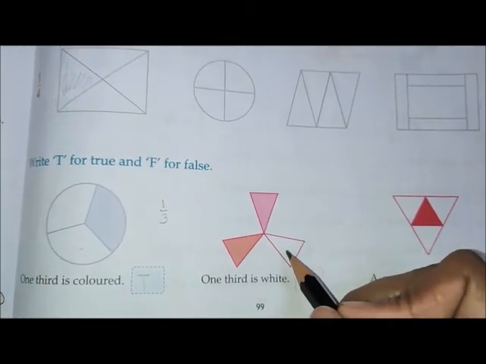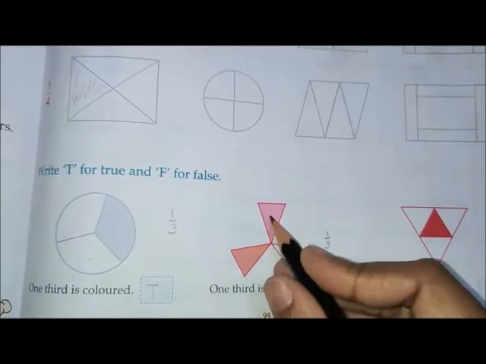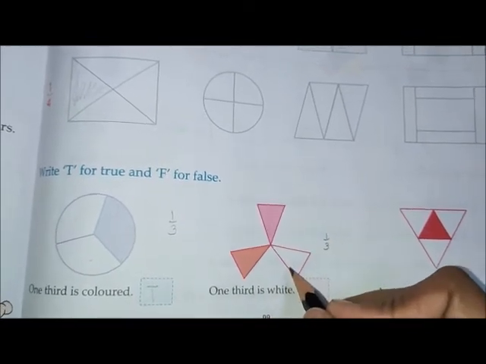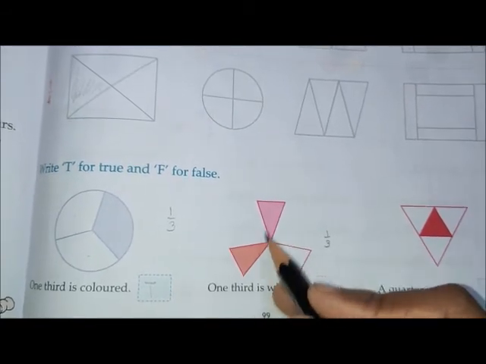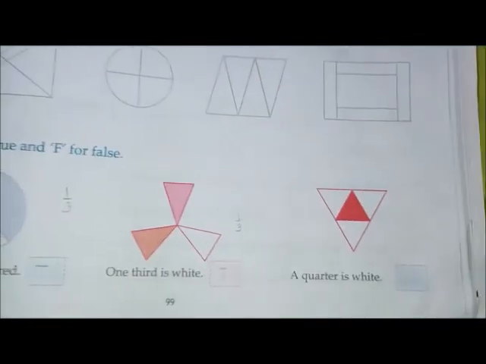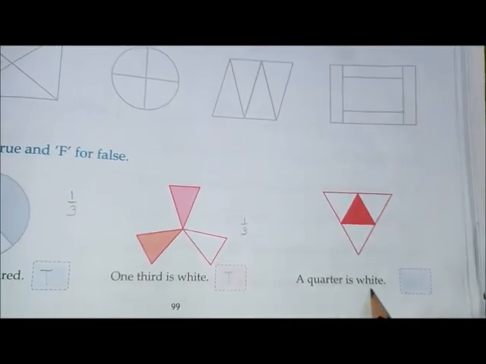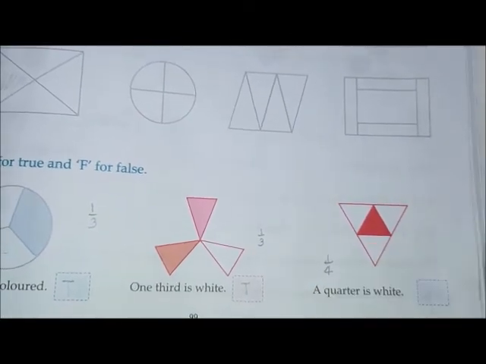Now see, 1/3 part is white. 1/3 again 1/3. Now in 3 parts, 1 part is white. So yes, it is true because only 1 part is white, rest 2 are colored. So this will also be true. Now in the third one, a quarter is white. Quarter, that means 1/4 that we have learnt already.